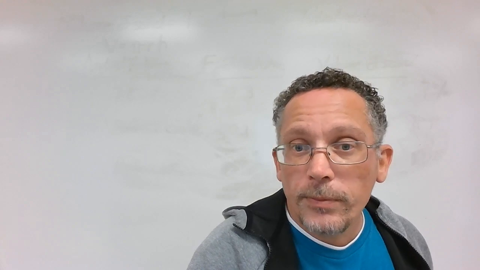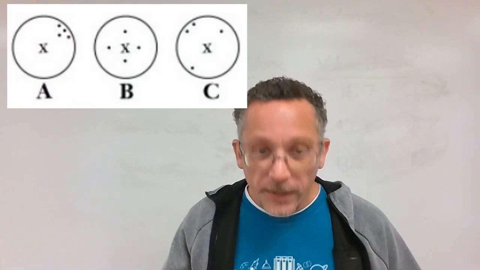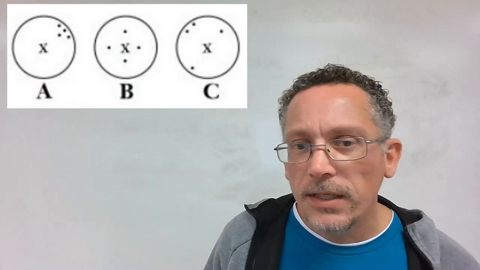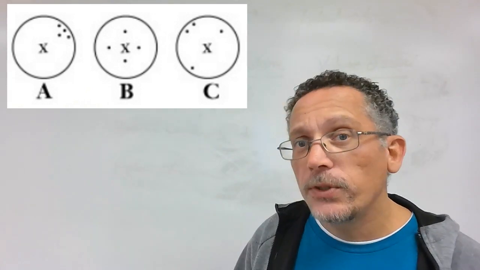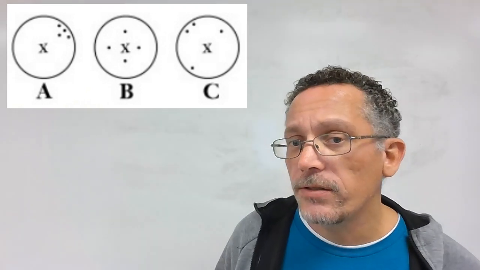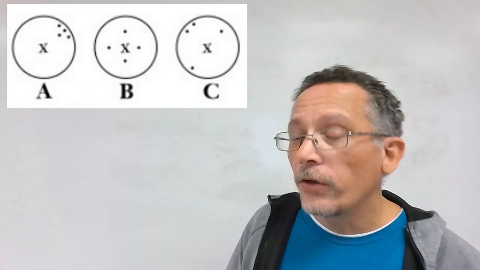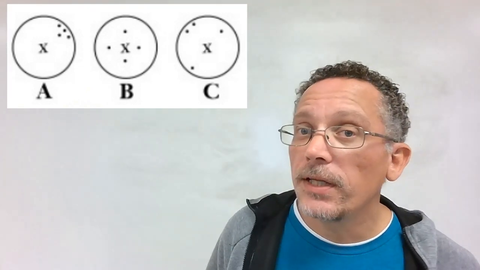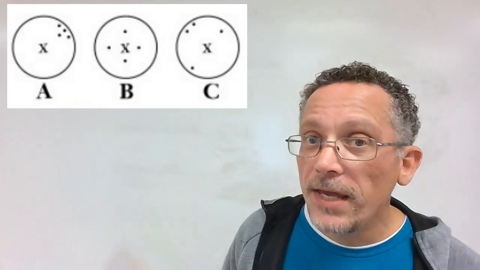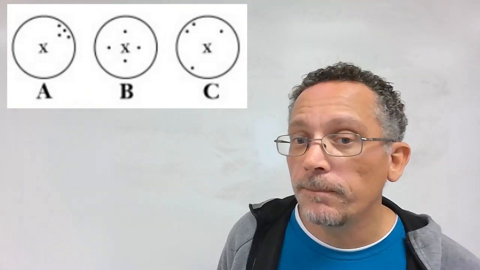Let's see, the last pre-lab question gives us 3 pictures of a target, and it asks us which one is accurate, which one is precise. Okay, so the first one, you can see all the dots are close to each other. When all your measurements are close to each other, we say that it's precise. So A would be the precise one.